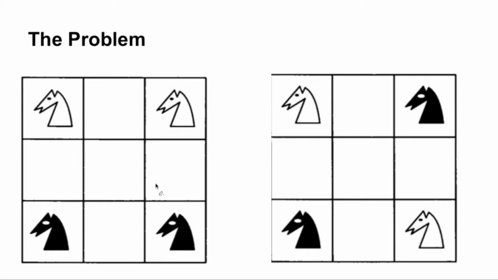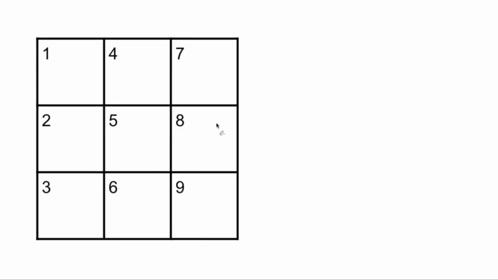One way to go about the problem would be to randomly try and move the knights and try to see if we can reach state 2. Another way to think about this could be to mark all the squares with numbers from 1 to 9 and draw out the possible connections.